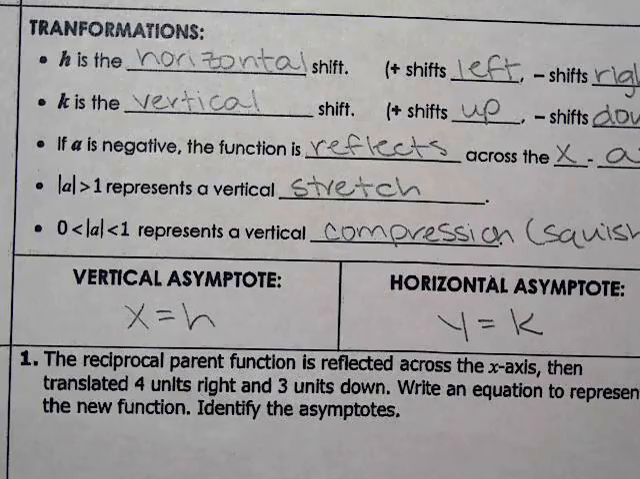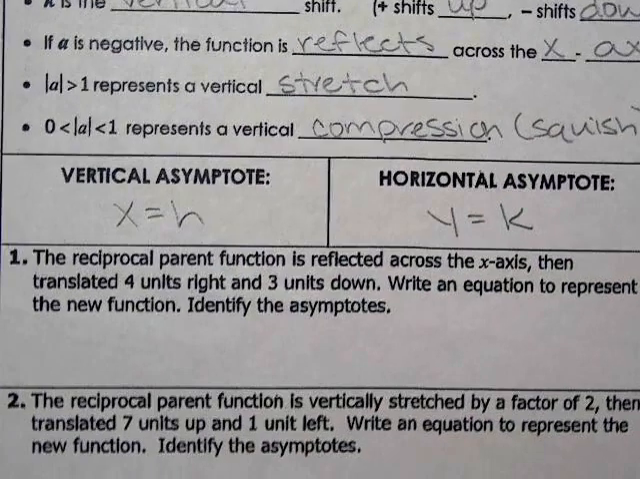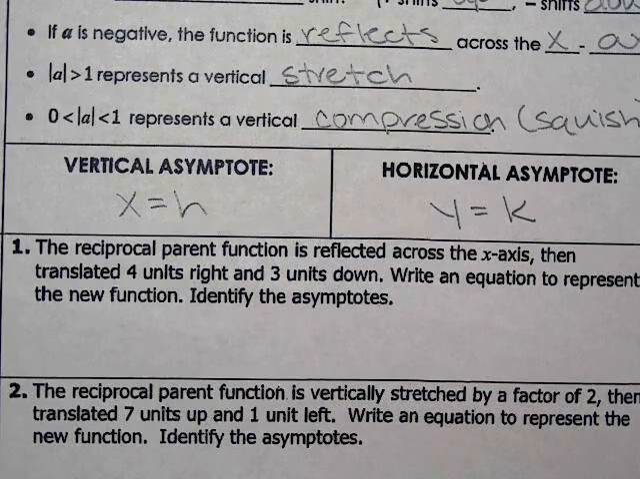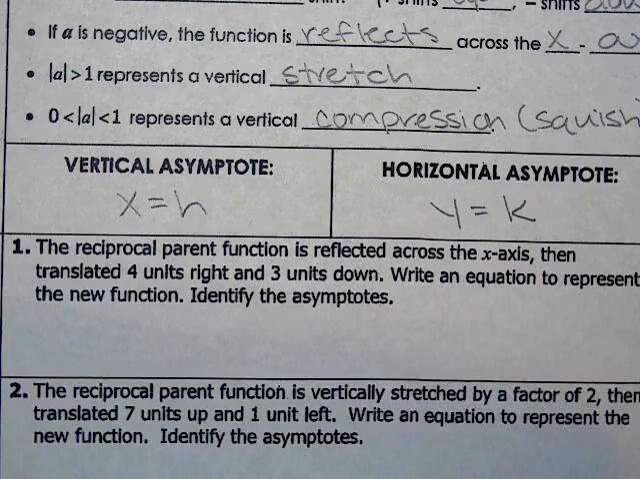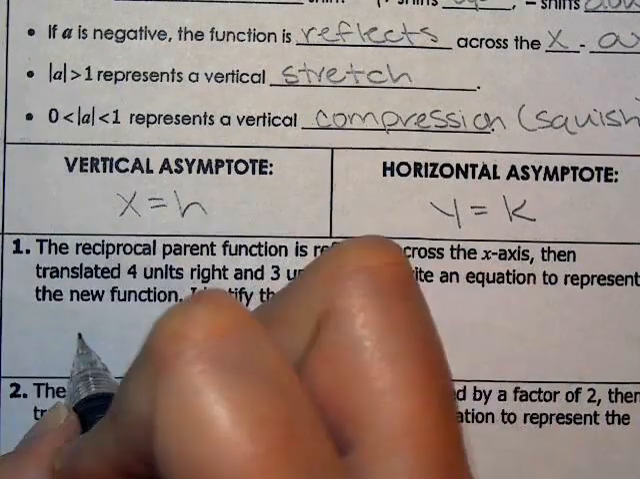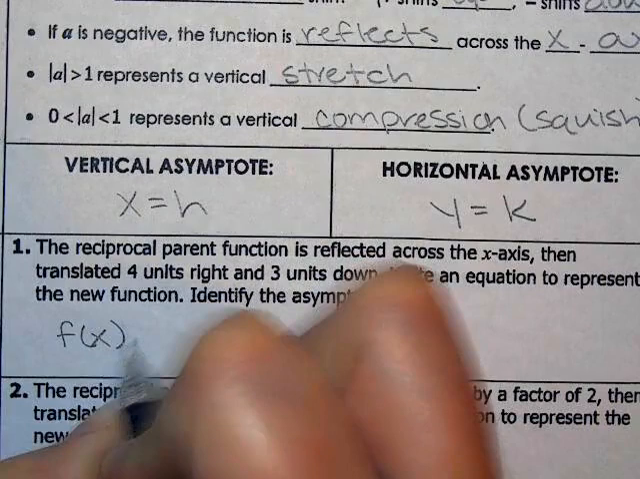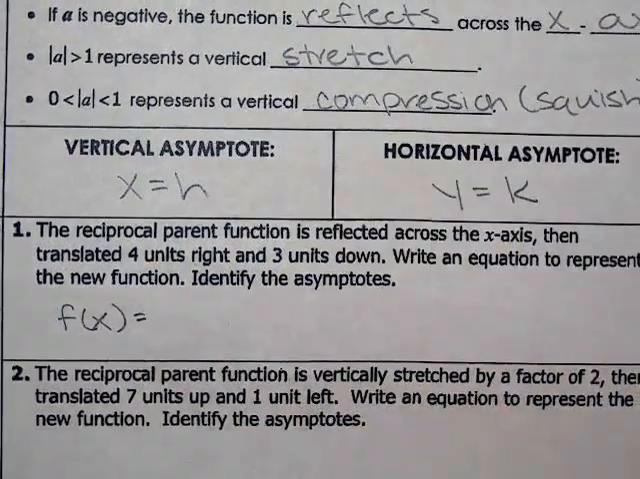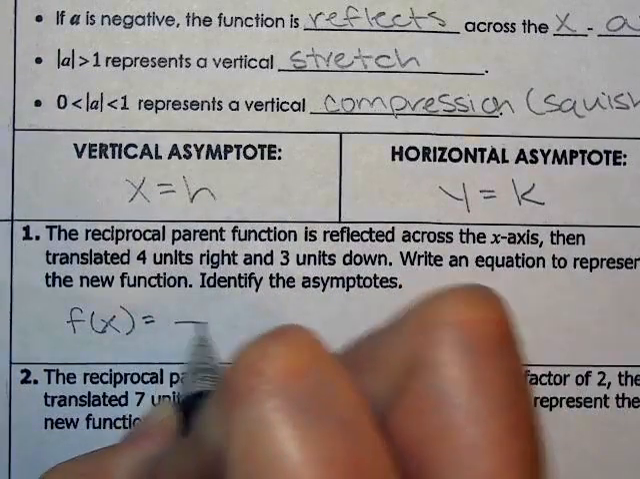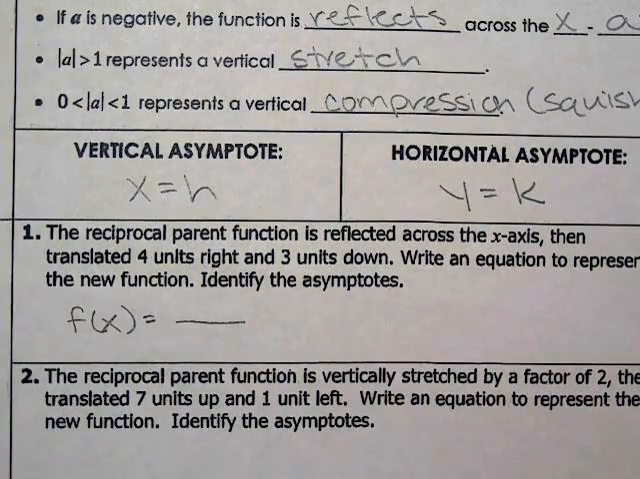So they say the reciprocal parent function is reflected across the x-axis, translated 4 units to the right and 3 units down. Write an equation to represent the new function and identify the asymptotes. So it's a reciprocal function or a rational function, so it's going to have that fraction in it. They didn't say anything about a stretch or compression, which means the A value, the number on the top, is going to be a 1.